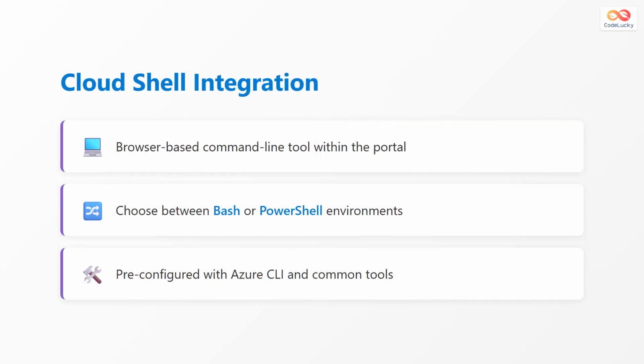Cloud Shell is a browser-based command line tool built directly into the Azure portal. It eliminates the need to install tools locally on your computer. You can choose between Bash or PowerShell environments depending on your preference and scripting needs. Cloud Shell comes pre-configured with Azure CLI and many other common tools, so you can start managing resources immediately without any setup.